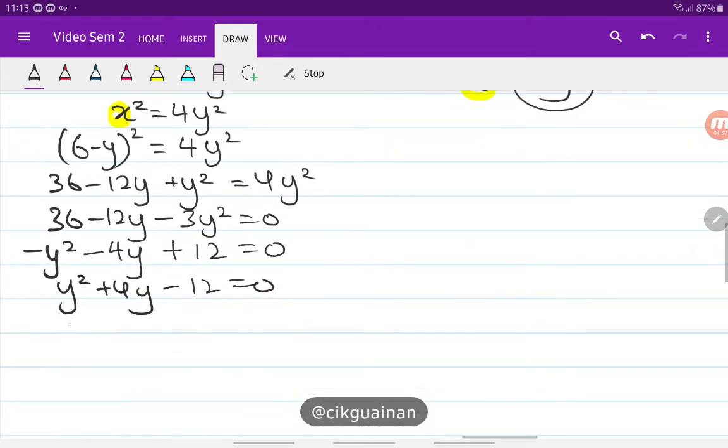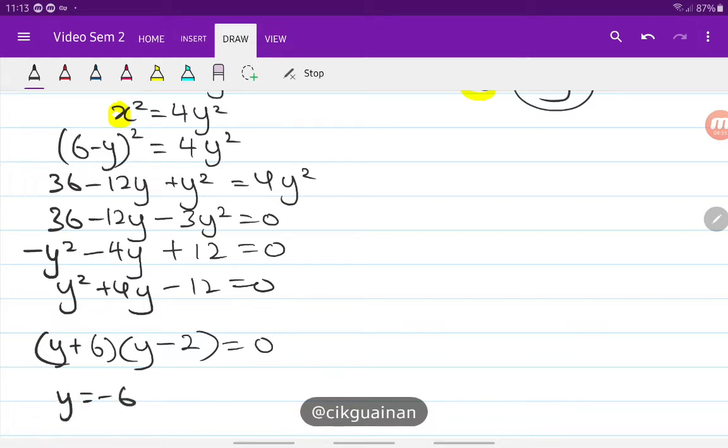Now, can we simplify or not? We can. Divide by 3, 12 becomes 4, then 6, 2. So what we have is y equals minus 6, y equals 2.